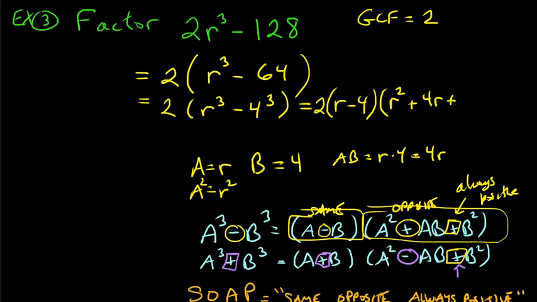Right? And then always positive, right? So plus b squared. Well, b squared is 4 squared, and 4 times 4 is 16. And there we go. I think we're done.